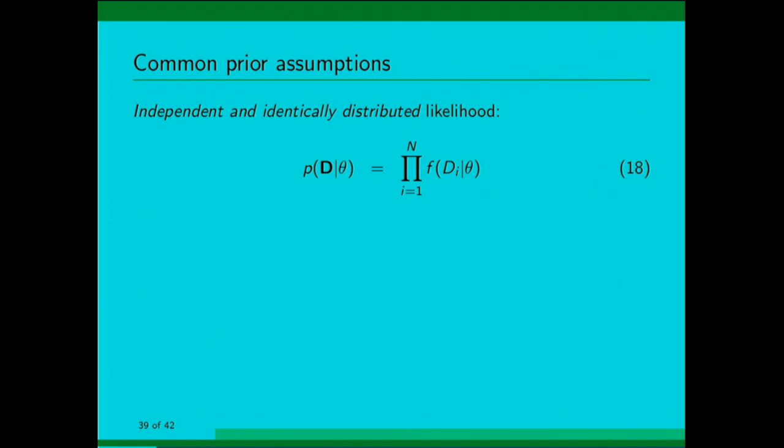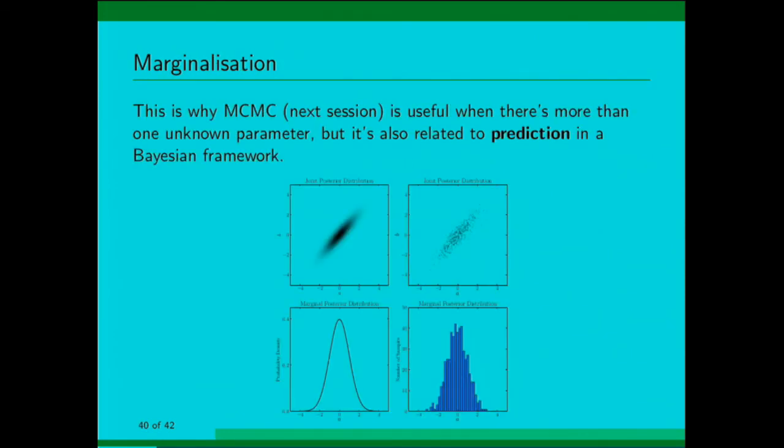So independence has come in because I'm just doing the product, and each term in the product doesn't refer to any of the other data points, it just refers to one of them. And identically distributed because the distribution of each of the data points is the same. It's just this F, whatever it is. So IID Gaussian noise is probably the most common assumption that you see in data analysis in astronomy.